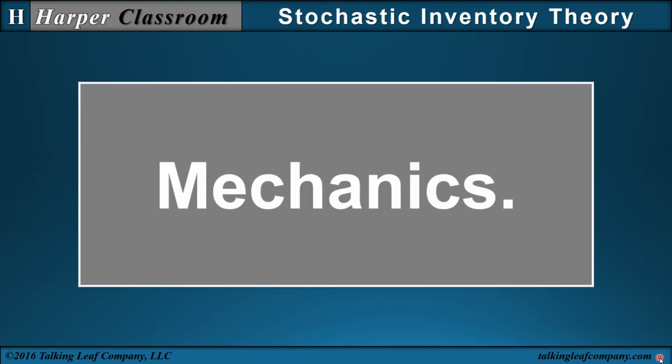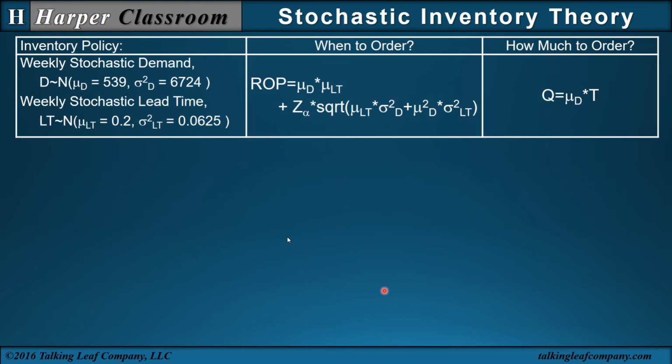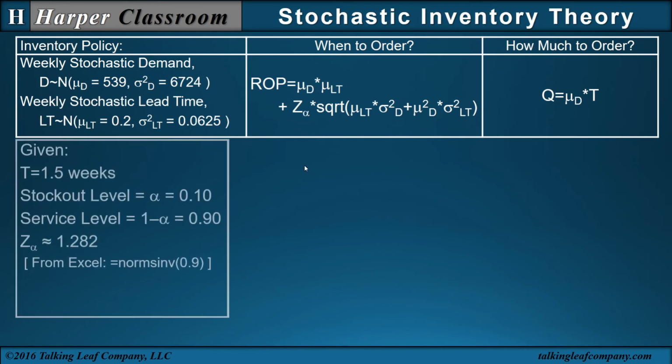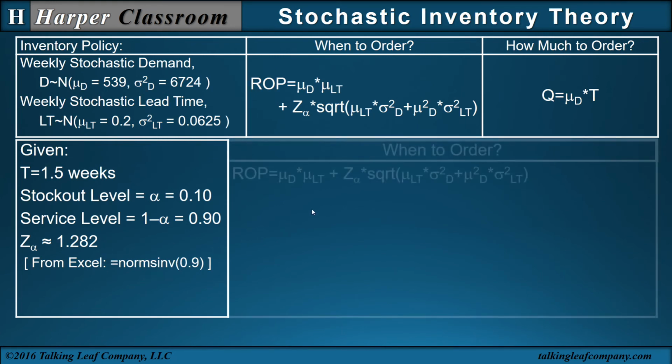Mechanics. Let's solve a problem. Suppose I had a weekly stochastic demand normally distributed with a mean and variance, and a weekly stochastic lead time normally distributed with a mean and variance. Here's our ROP equation and a lot size equation. Given the inventory period is 1.5 weeks, stock out level is 10%, resulting in a service level of 90%, and a z value of 1.282 approximately, and the Excel equation, which we'll derive in a minute.